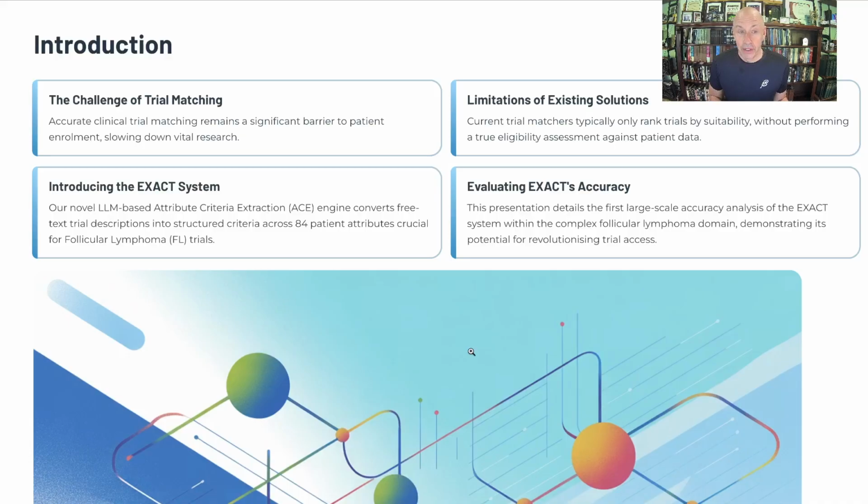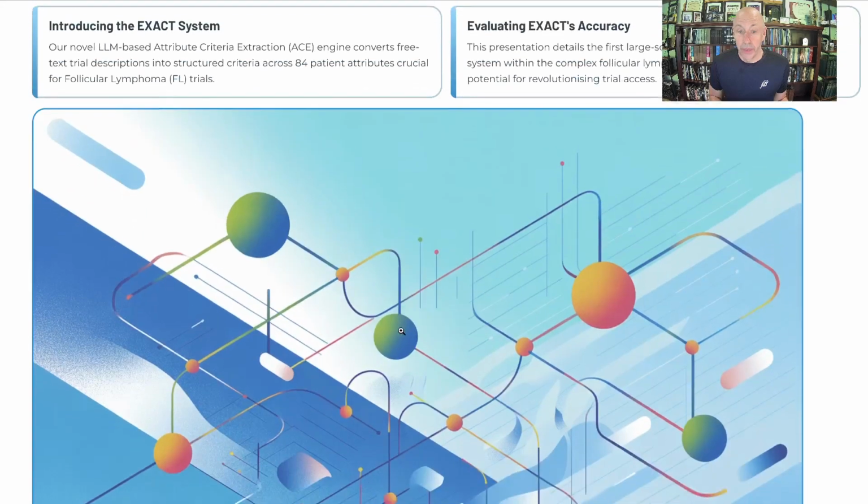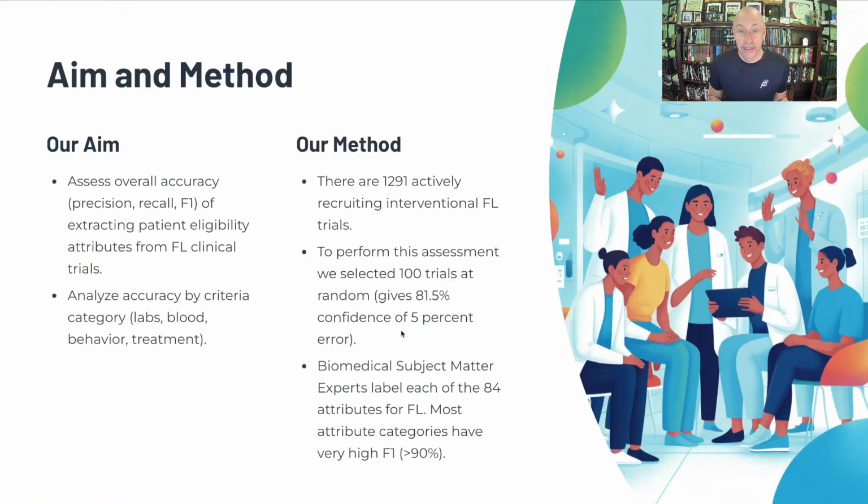from the trial. For follicular lymphoma, there are 84 patient attributes that are commonly used in trials, and that's what we will use to assess. So what we want to do is assess the overall accuracy. We're going to use precision, recall, and F1.